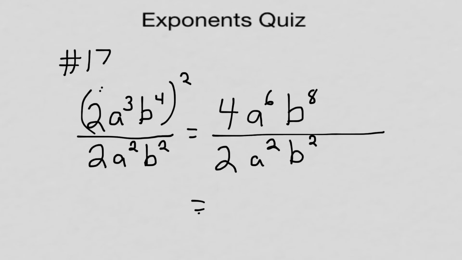4 divided by 2 is 2. A to the sixth divided by a squared. So I subtract exponents and I get a to the 4th. And then b to the eighth divided by b squared is going to be b, 8 minus 2, is going to be 6. All right, I finally got it right that time.